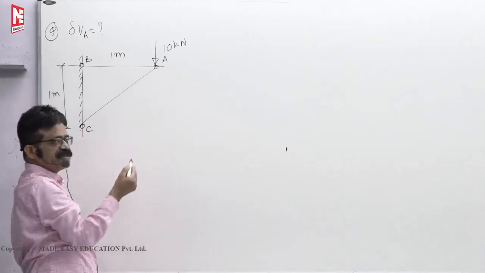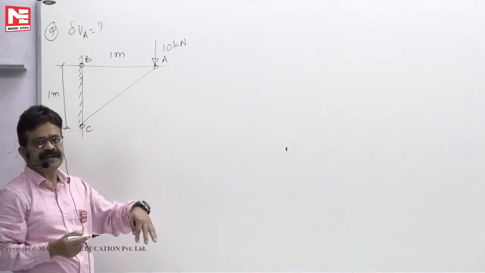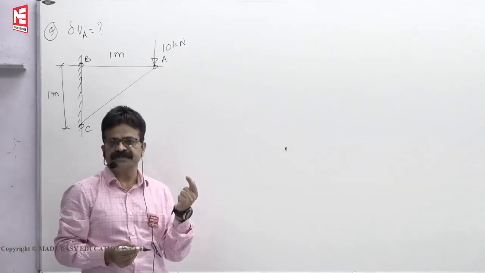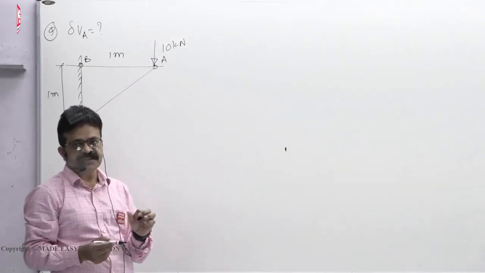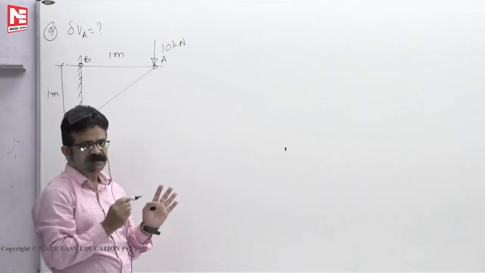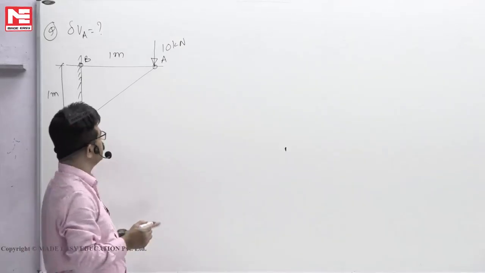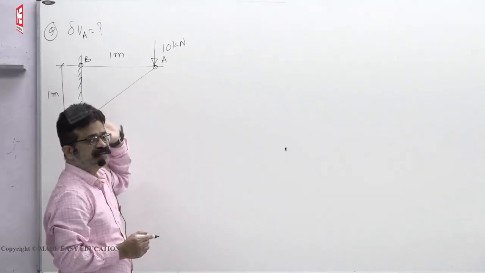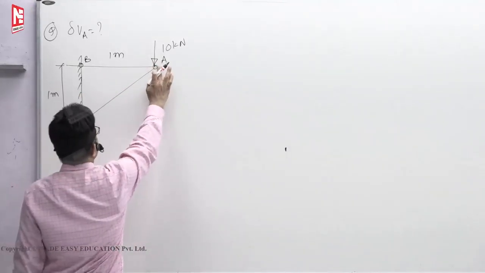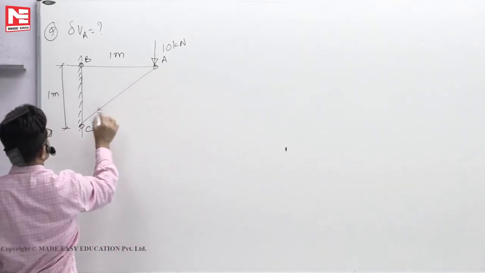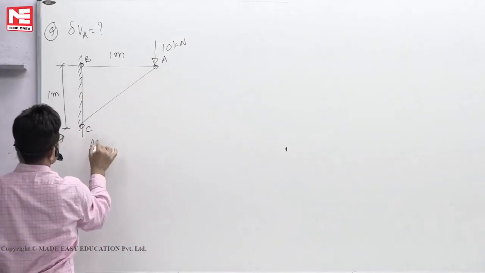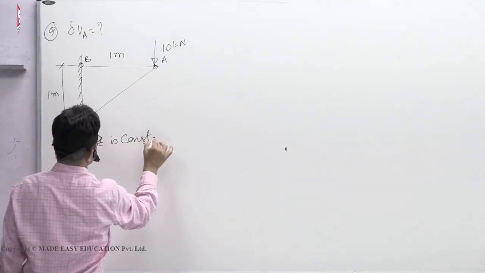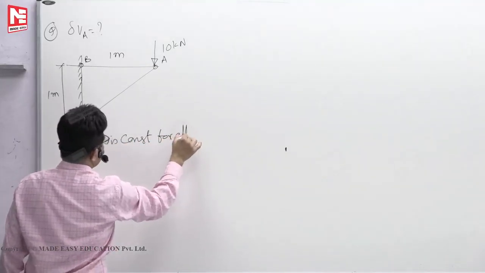The stability aspects of the trusses we will discuss again separately for all types of structures, beams, trusses and frames, under what conditions or under what circumstances they can be stable. That stability we will discuss later. Now you assume that it is a stable, statically determinate truss. Okay, 10 kilonewton was given. Now this is 1 meter, 1 meter. AE is constant for all members.